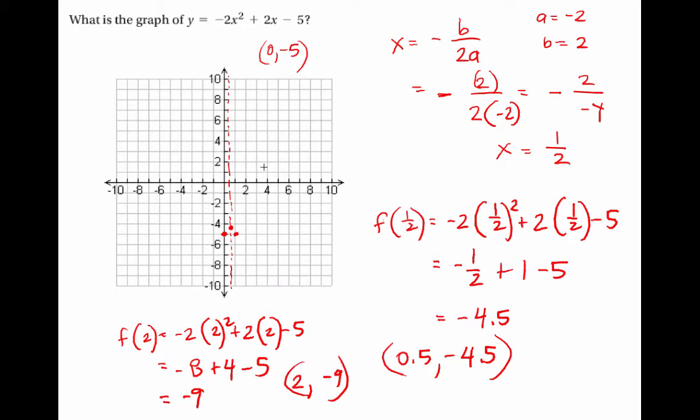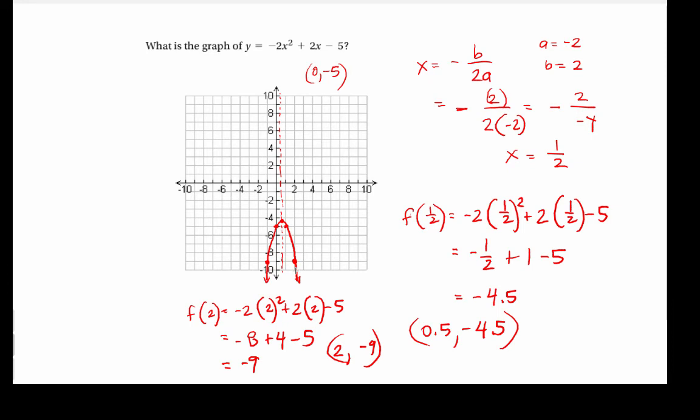So let me plot that. 2, negative 9 would be here. And that point is 1.5 units to the right of the axis of symmetry. So I'm just going to go 1.5 units to the left of the axis of symmetry and get another point. And now I can see where this U-shaped curve is defined. So I will do my best to draw a U-shaped curve that goes through those values. So that's what my graph looks like.